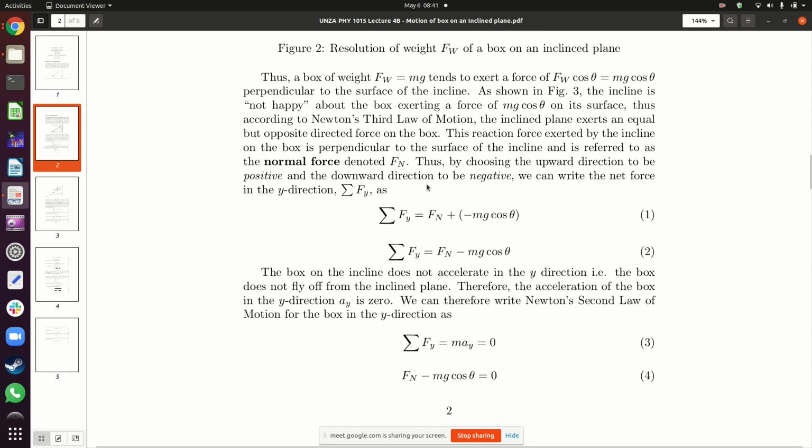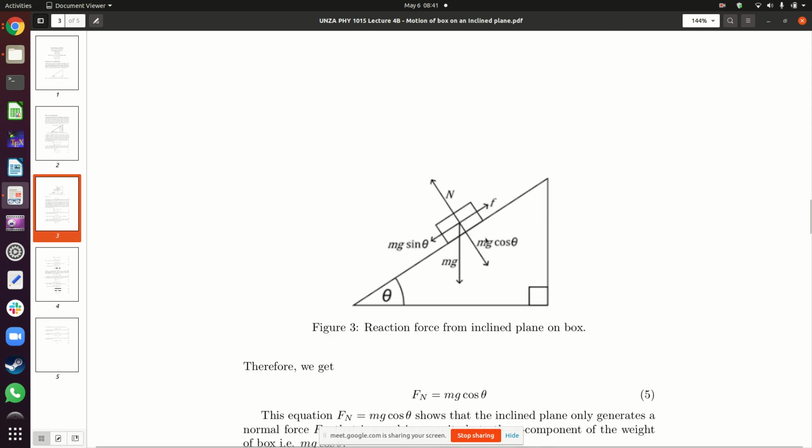So along the y direction, we want to find the resultant force. The forces acting in the y direction are the normal force N and mg cos theta, which is the y component. We have said above the incline is going to be positive, below the incline is going to be negative.